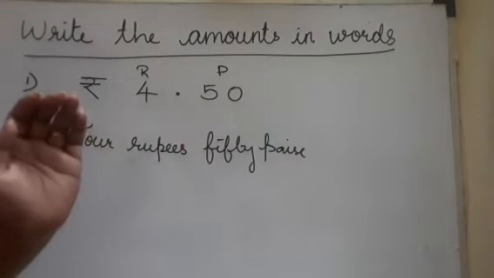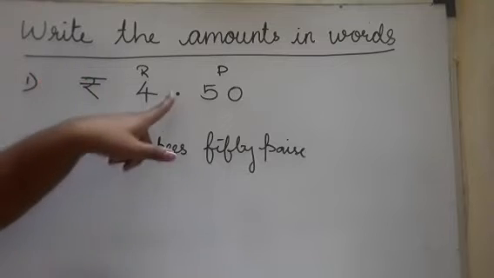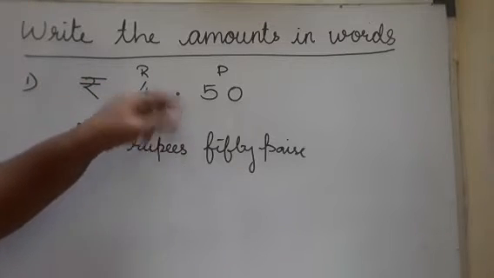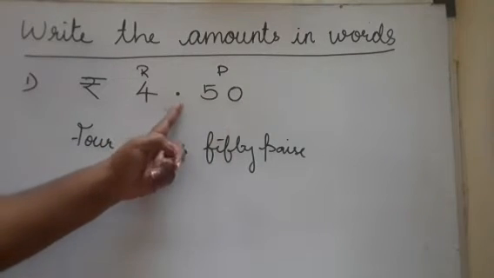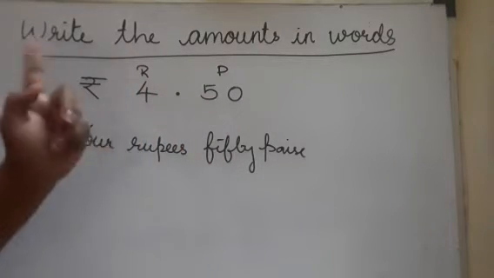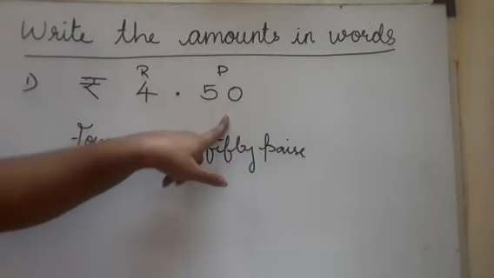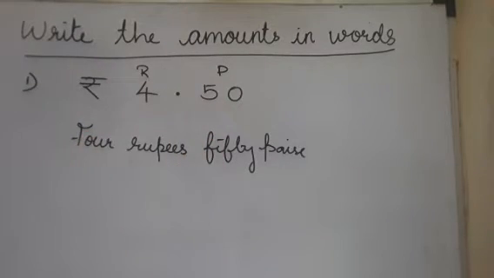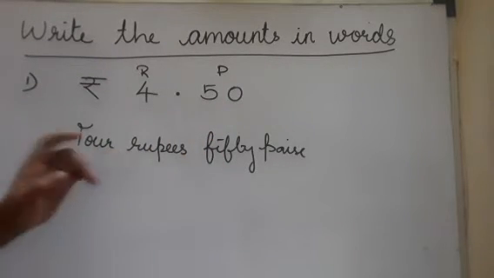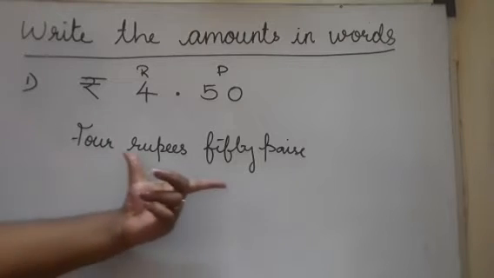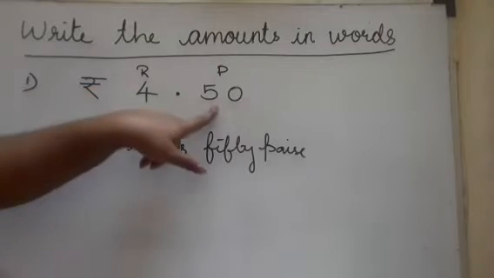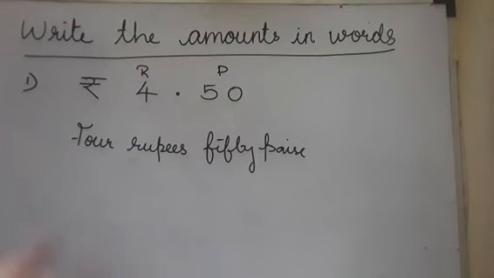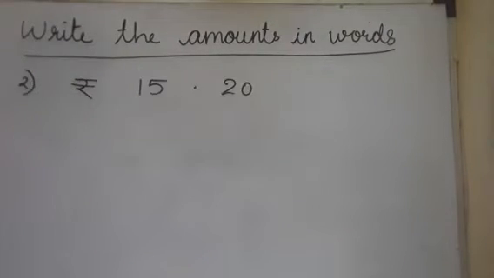You must always remember that there is a dot, and this dot is used to separate the rupees and the paise. The number before the dot is rupees and the number after the dot is paise. And now we can use words to write this amount. It is 4 rupees and 50 paise. It is so easy, isn't it?